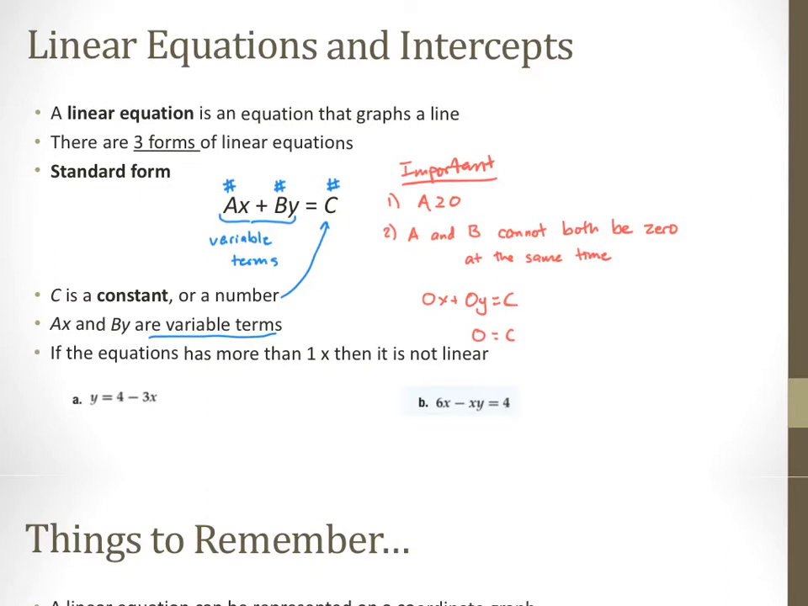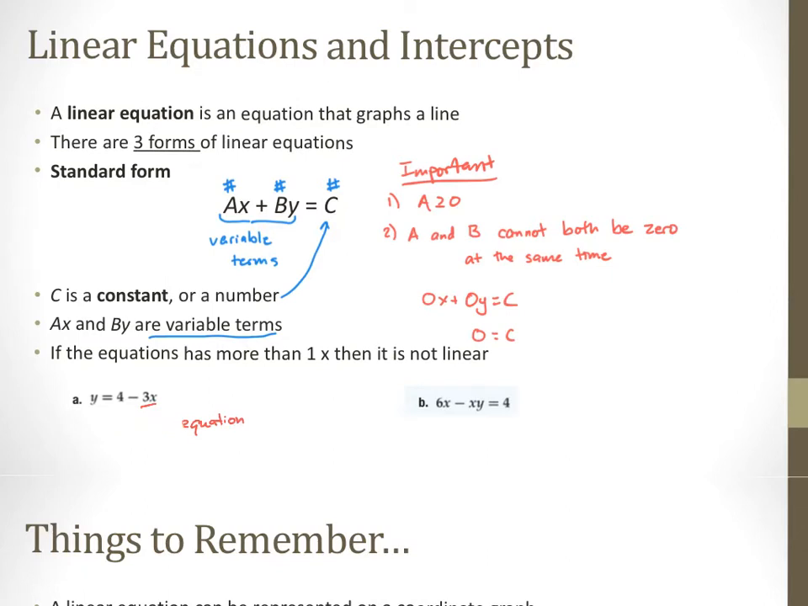Now, this is the general setup for standard form. Before we move on, draw your attention to this last line down here. If an equation has more than one x, it is not linear. Look at standard form, Ax + By = C. There is only one x. If ever you have x squared or two x's in your equation, the equation is not linear. So when you look at equation A, there is only one x back here, so this is a linear equation. We can write this equation in standard form.